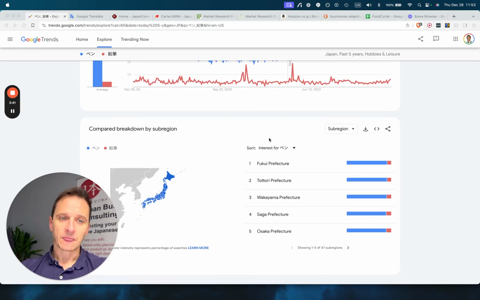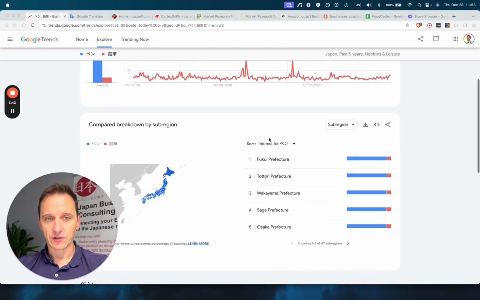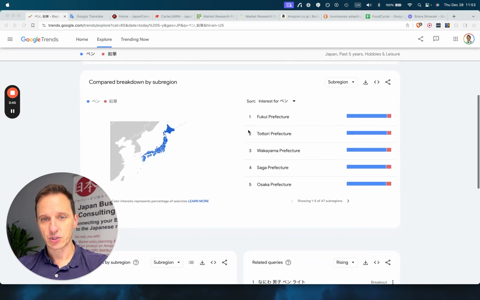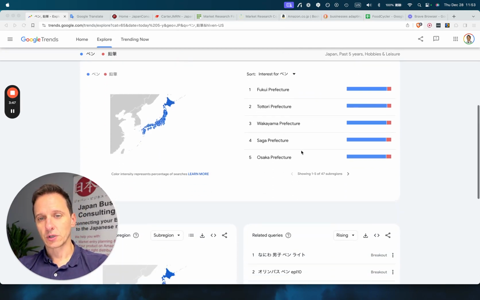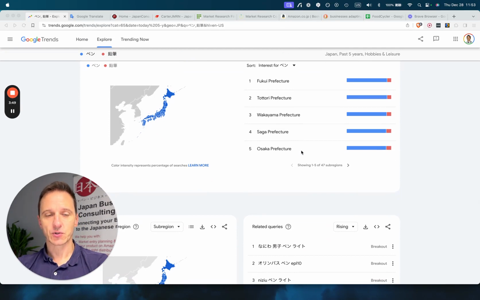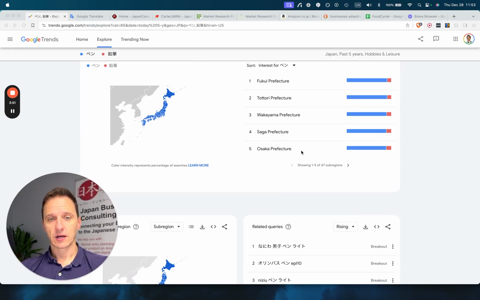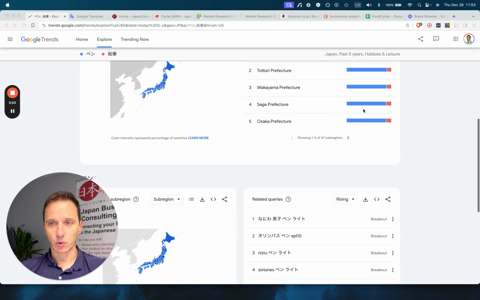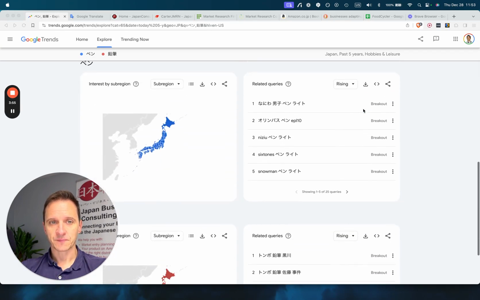If you scroll down, you can see here how it's compared by subregions, which ones are searched, which search terms appear more often. It's pretty equal in all the prefectures.